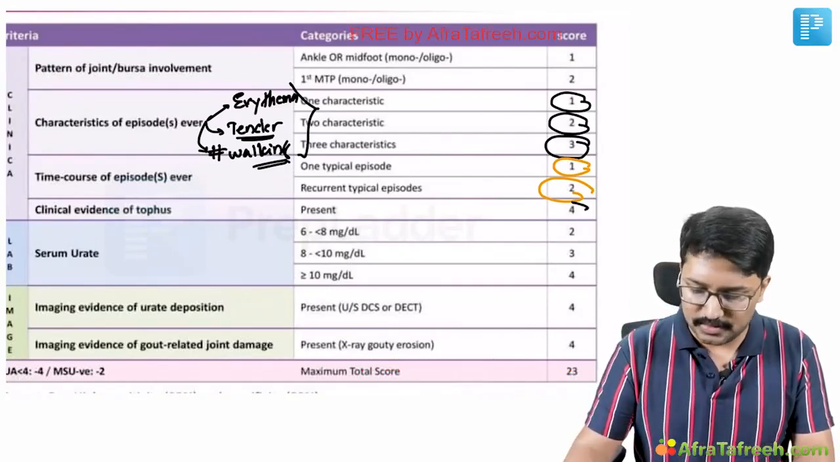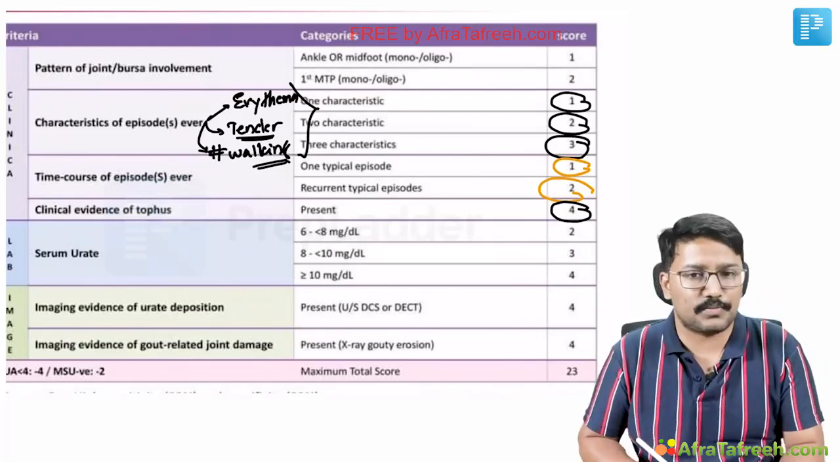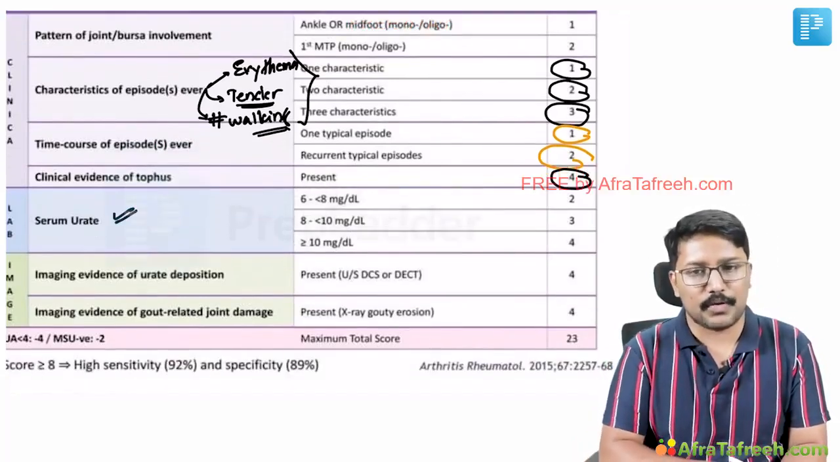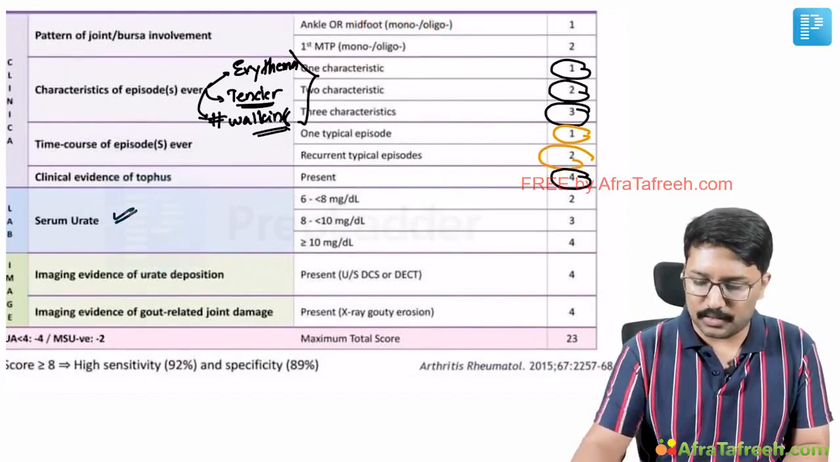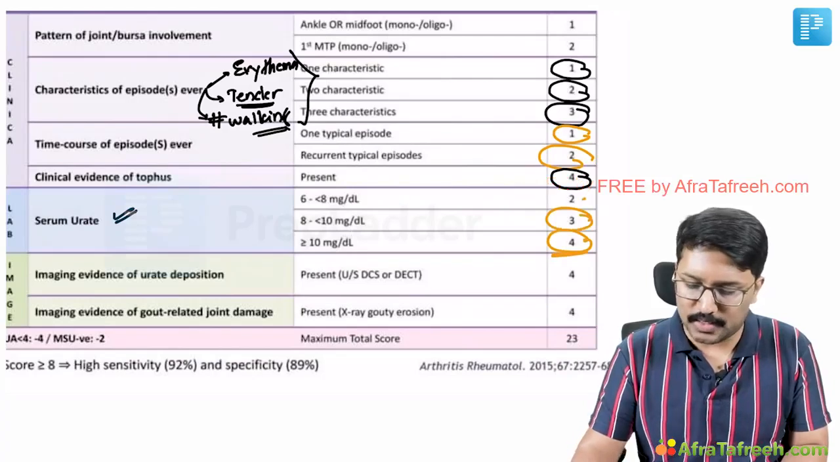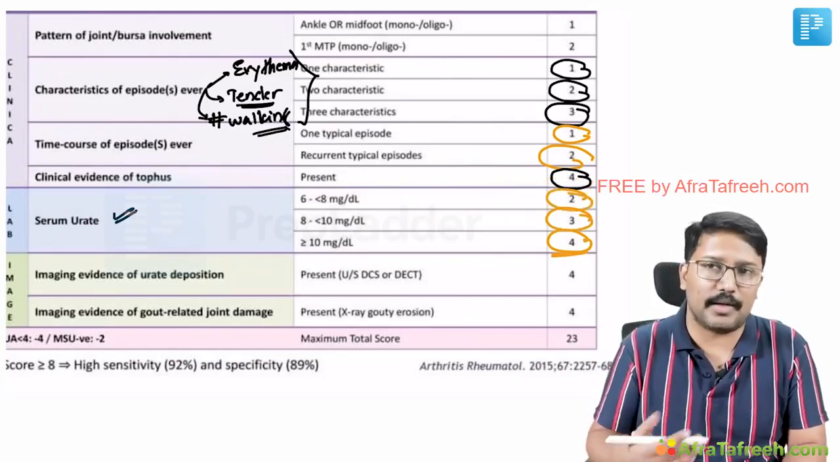So if there are tophi present, then the patient gets 4 points, right? Okay. Then we are looking at serum uric acid levels. Serum uric acid levels more than 10, we give the highest points, that is 4 points. 8 to 10, 3 points. 6 to 8, 2 points. Okay, that is the lab domain.